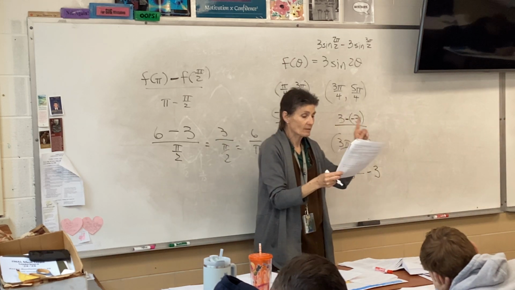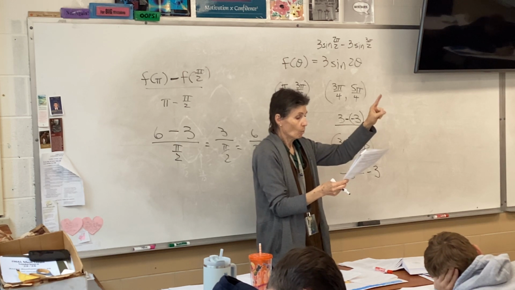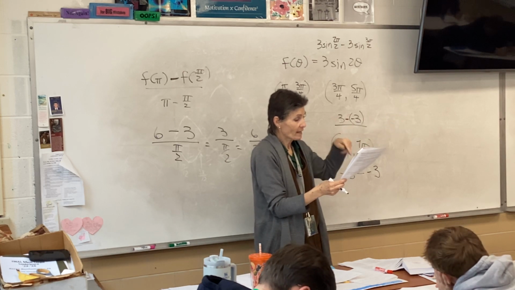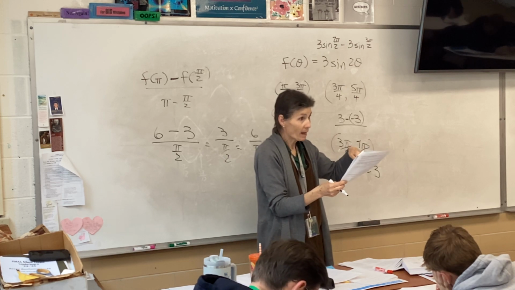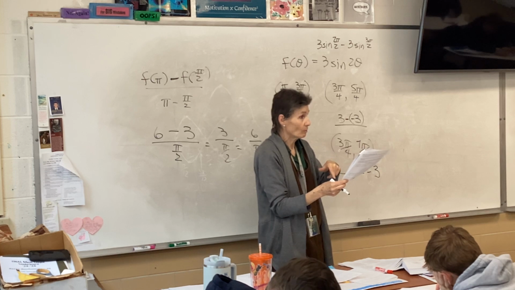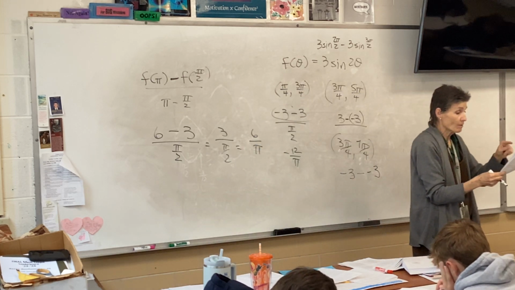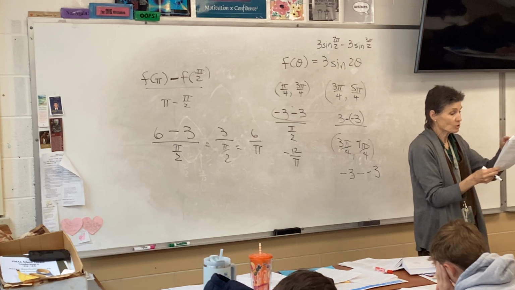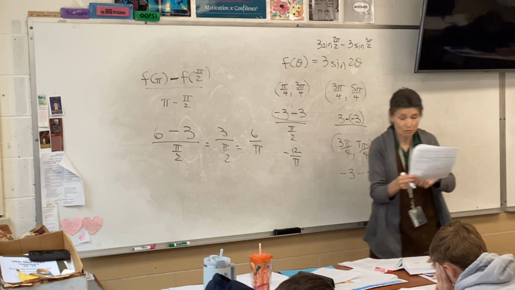So what angle is A? 0. What angle is B? Pi. What angle is C? 5 pi over 4. And D is 7 pi over 4. So you're trying to figure out what's the rate of change from 0 to pi. That's A to B. What's the rate of change from pi to 5 pi over 4? That's B to C. That's what you're trying to figure out.